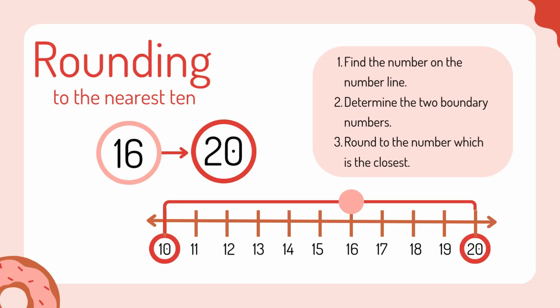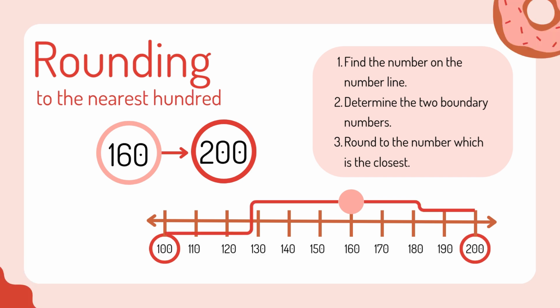Let's practice rounding with the number 16. Step 1. Find it on the number line. Step 2. Identify the two boundary numbers. That's 10 and 20. Step 3. Which one is 16 closest to? It's closer to 20. So 16 rounded to the nearest 10 is 20. We use rounding to estimate or simplify numbers in real life.